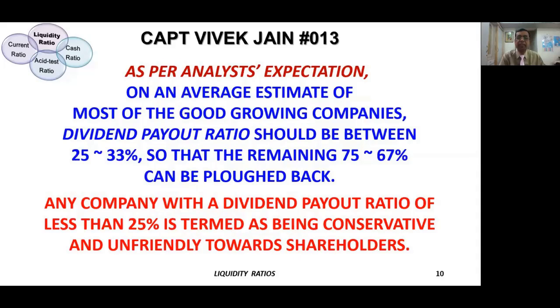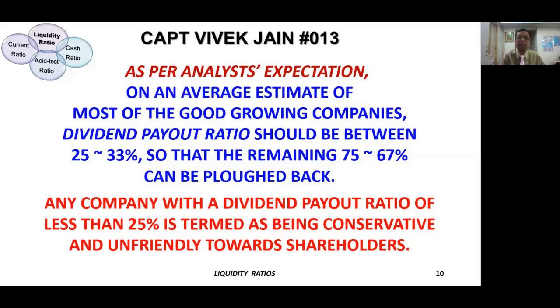As per analysts' expectation, on an average estimate of most of the good growing companies, the dividend payout ratio should be between 25 to 33%, so that the remaining 75 to 67% can be plowed back. Any company with a dividend payout ratio of less than 25% is termed as being conservative and unfriendly towards shareholders.